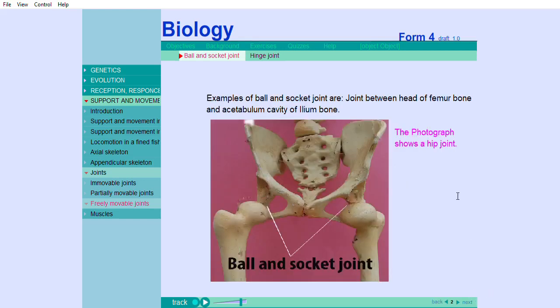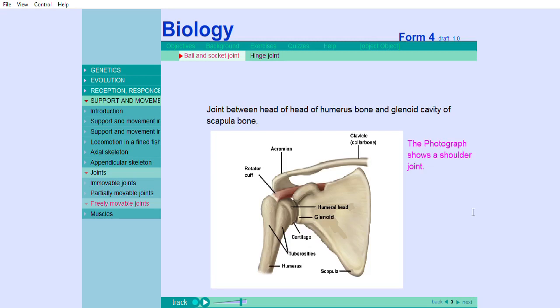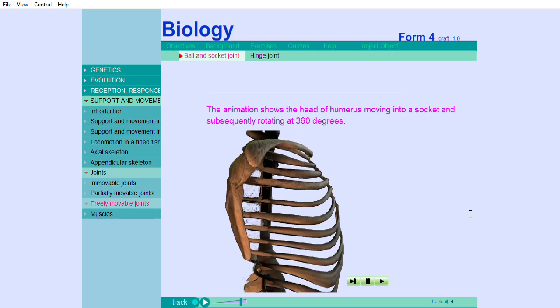Examples of ball and socket joint are joint between head of femur bone and acetabulum cavity of ilium bone. The photograph shows a hip joint. Joint between head of humerus bone and glenoid cavity of scapular bone. The photograph shows a shoulder joint. The animation shows the head of humerus moving into a socket and subsequently rotating at 360 degrees.